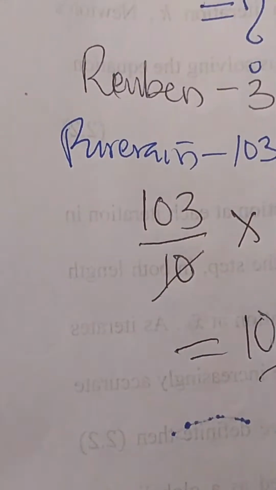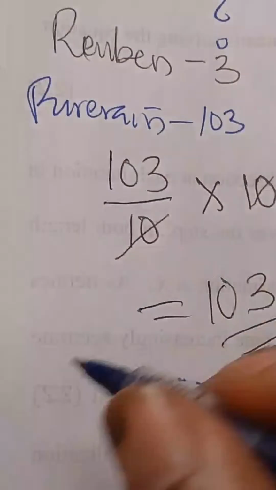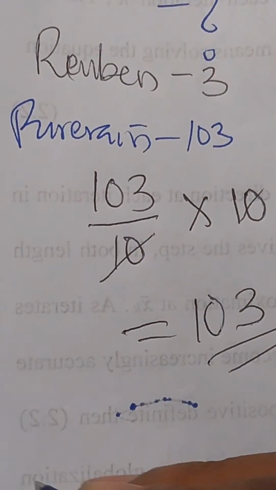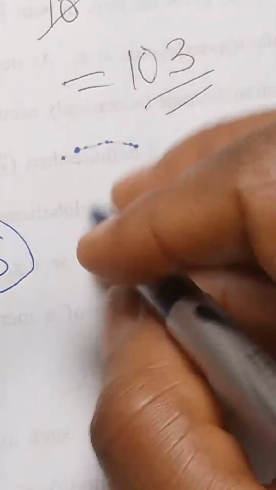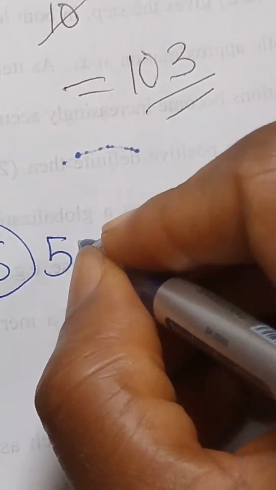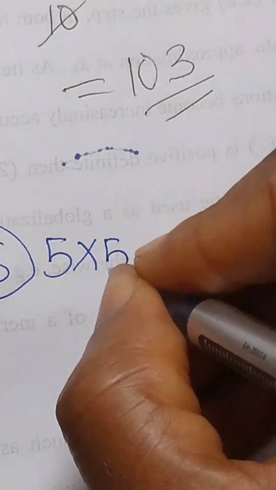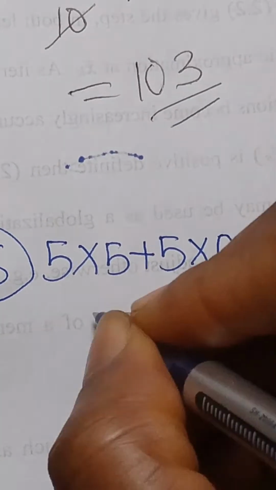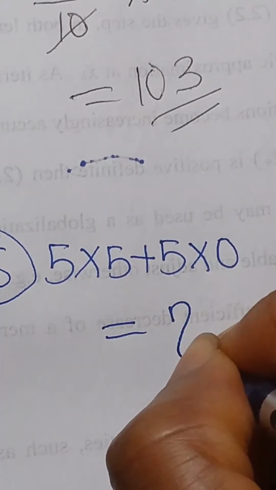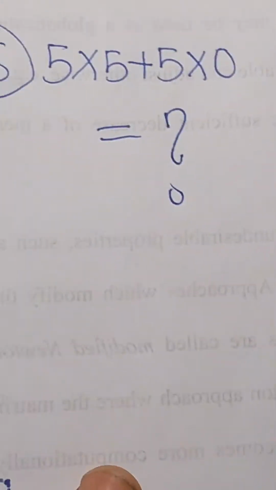So let's solve this. This is question number 16, and question number 16 is going to be very interesting and easy. All right. So what is 5 times 5 plus 5 times 0 equal to? All right. So this is very interesting.